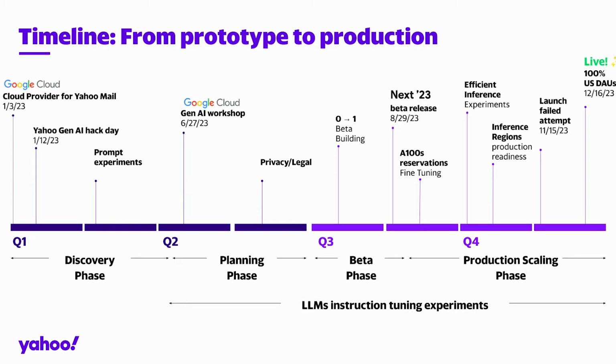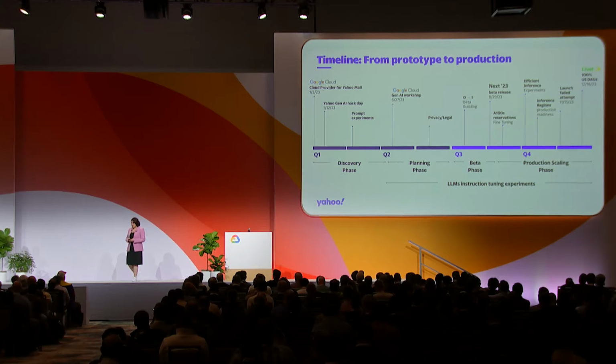These workshops resulted in two key decisions. We decided that we would use Google Next 2023, which last year took place in August, to release a 0-to-1 beta release. And we wanted to leverage the shopping season in Q4 prior to Black Friday and Cyber Monday to scale up to 100% of our US daily active users.